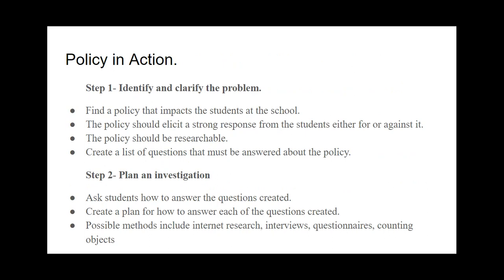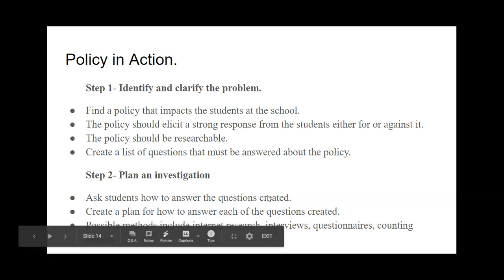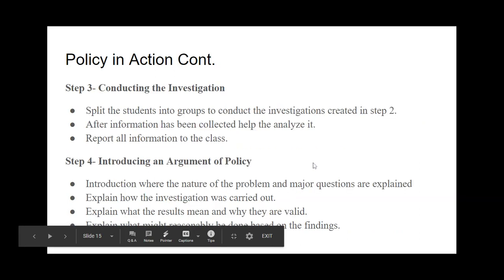So your second step, you're going to want to plan how you're going to investigate. So you're going to ask the students how to answer the questions created. You're going to want to create a plan for how to answer each one of these questions. It's best if the students come up with it, but of course, as the teacher, you can help it along, ask leading questions if the students can't figure it out. Some possible methods for this are internet research, interviews, questionnaires, counting objects. Like for counting objects, they counted the amount of gum underneath tables and chairs in the school for the book. They interviewed the principal, the janitor. They gave questionnaires to students, stuff like that.